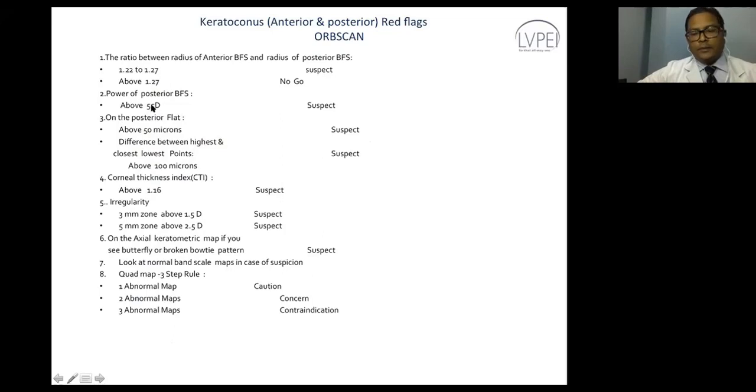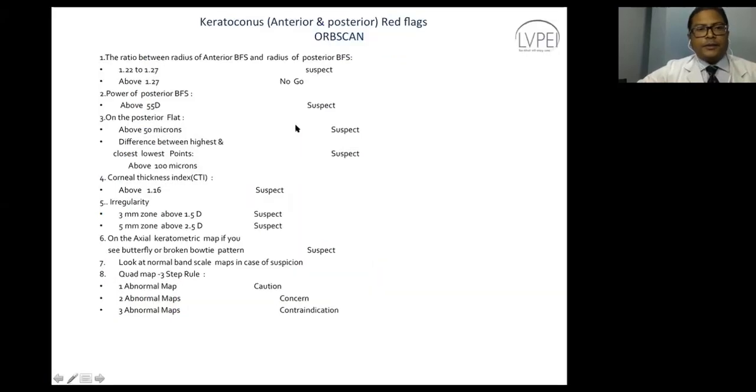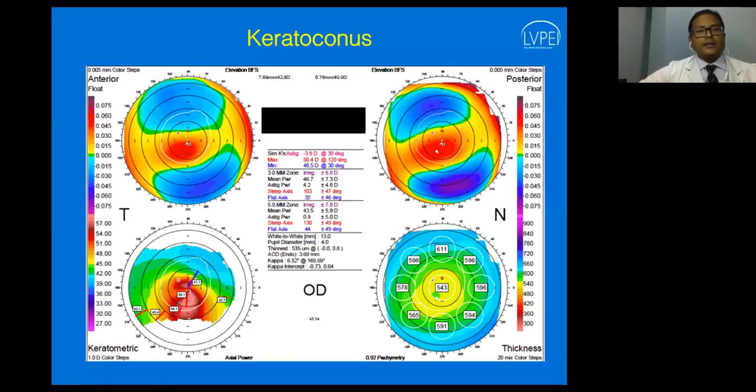The posterior best fit sphere should not be above 55 diopters. So this should not be above 55, the max scale that is there. Then on the posterior float, the posterior best fit sphere should not be above 55. This is the red flag.